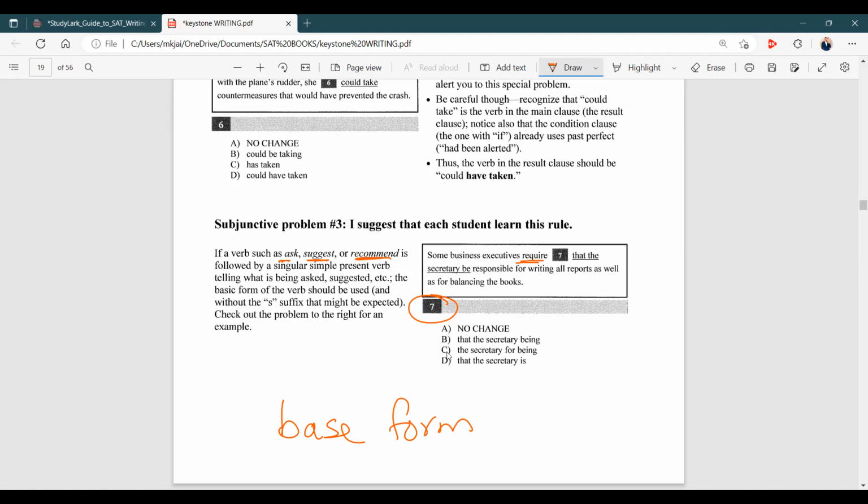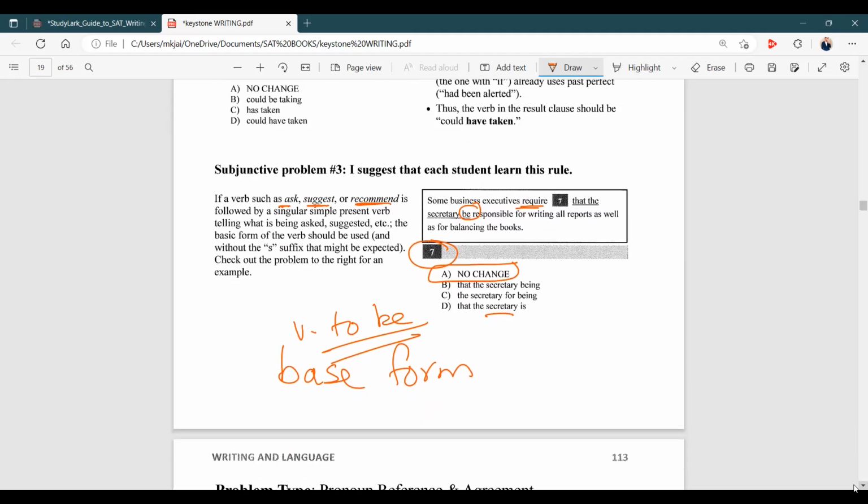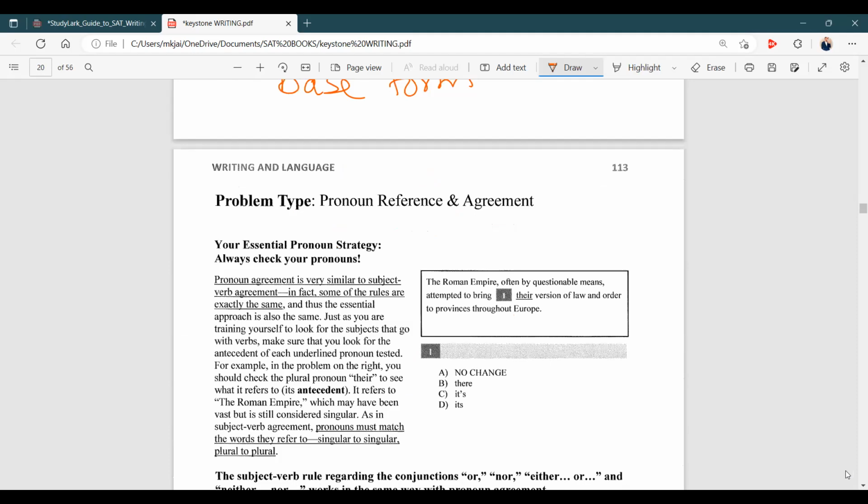Okay, so my choice is D. D, the secretary is? Oh, this is not the base form for the verb to be. Sorry, the base form, it will be, I'm very sorry, it's A. It's A. Okay, so when I say the base form, all right, yes, B, that's the base form. Okay, so it must be no change. Okay, that's it.